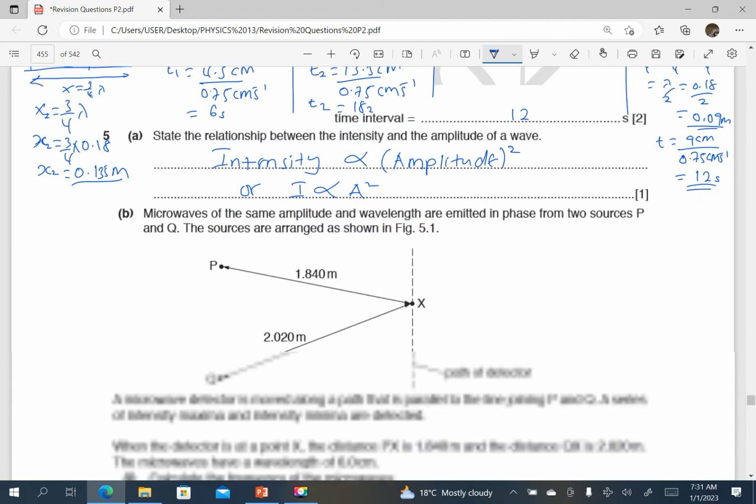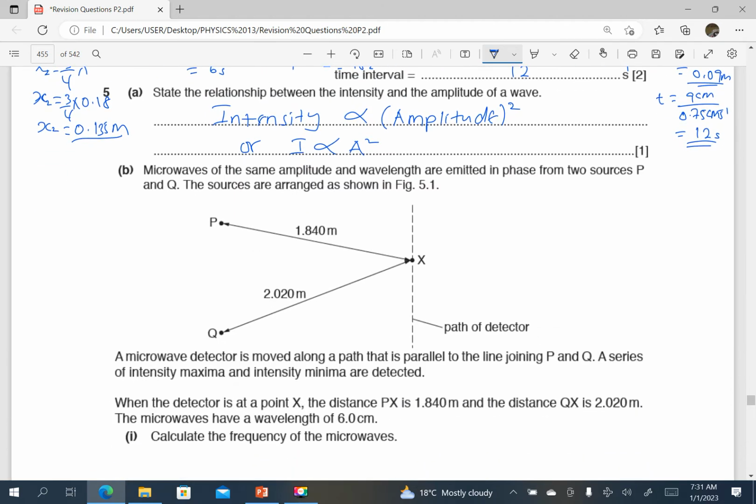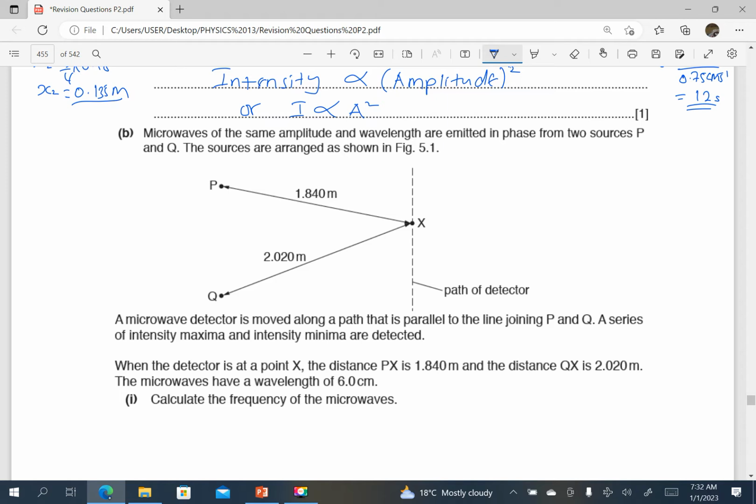Microwaves of the same amplitude and wavelength are emitted in phase from two sources, P and Q. The sources are arranged as shown in the figure below. A microwave detector is moved along a path that is parallel to the line joining P and Q. A series of intensity maxima and intensity minima are detected. Remember, a maxima is for constructive interference and a minima is for destructive interference. When the detector is at point X, the distance PX is 1.84 meters and the distance QX is 2.02 meters.